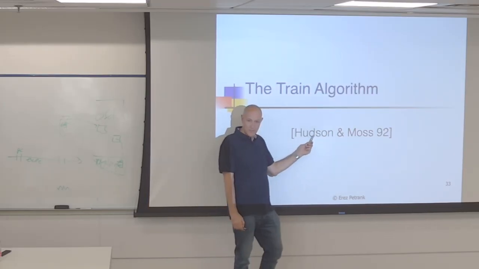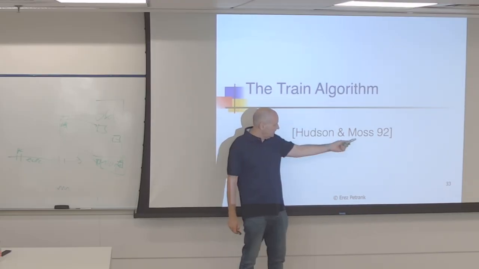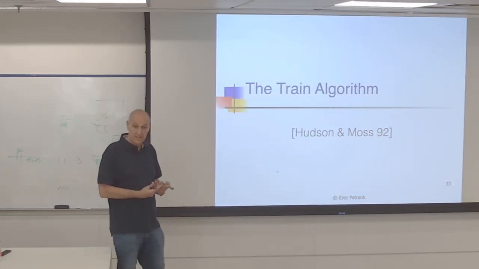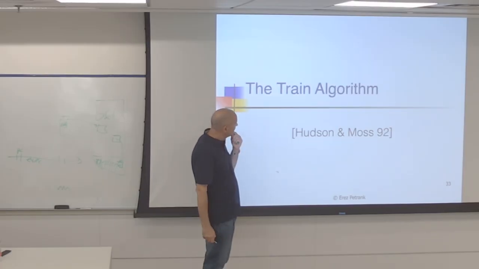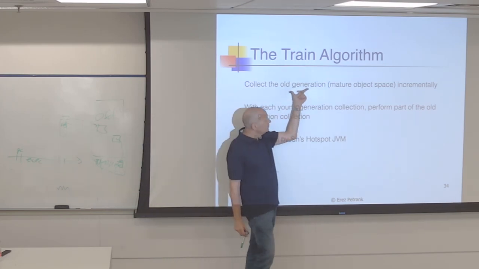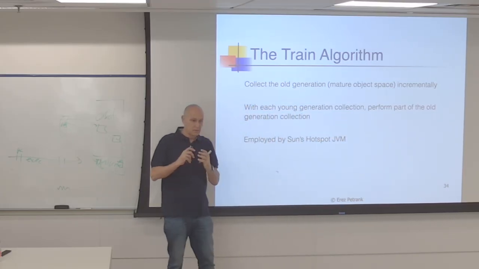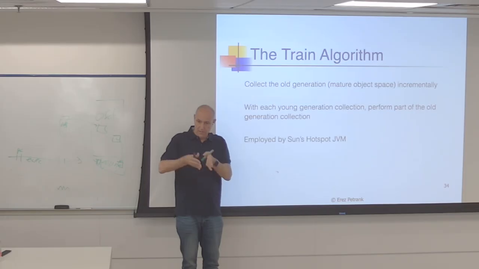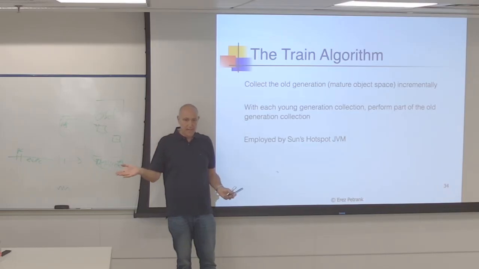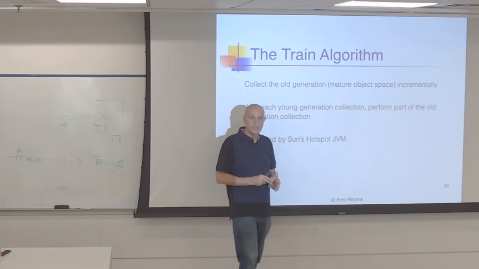Hudson is one of the guys who did the remembered sets and card marking. This is the guy I did not talk about. And Elliot Moss is the advisor, the professor that guided them. And so the train algorithm says, I want to collect the old generation incrementally. So I'm going to work on it, part by part, and I'm not going to do a full collection of the entire heap. And therefore, there will also be short pauses when I collect the old generation. There will not be a large pause.